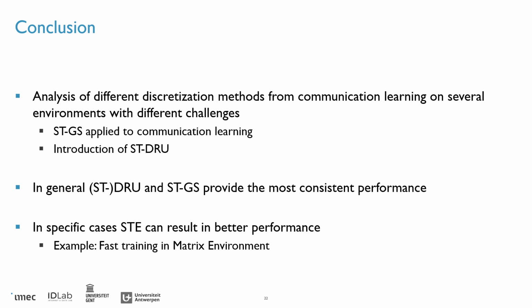In our results, we saw that in general, the straight-through DRU, the regular DRU, and the straight-through Gumbel softmax provide the most consistent results. So in all of the tested environments, these methods were able to achieve the objective, while the straight-through estimator and the Gumbel softmax were not. However, in specific cases, the straight-through estimator can still result in a better performance. Like we saw in the matrix environment, it had incredibly fast training when compared to the other methods. However, in the error correction task, we saw that the straight-through estimator fails completely.